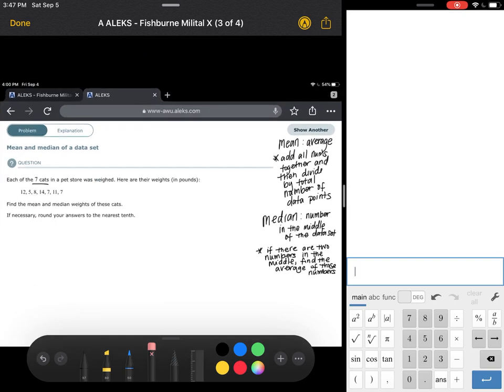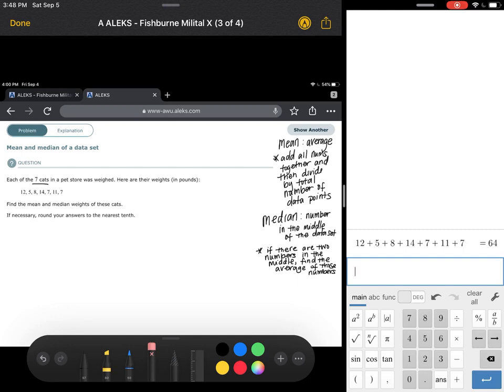So the first thing it tells me to do, that I wrote down, is add all the numbers together. So I have 12 plus 5 plus 8 plus 14 plus 7 plus 11 plus 7. So make sure I did that right. 1, 2, 3, 4, 5, 6, 7. All right. So I have 64.